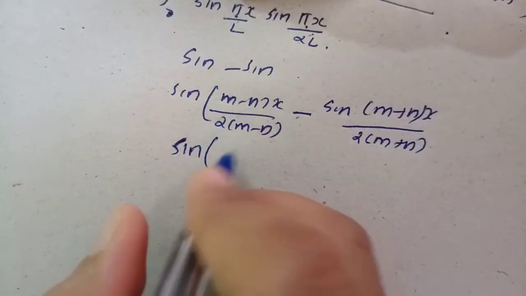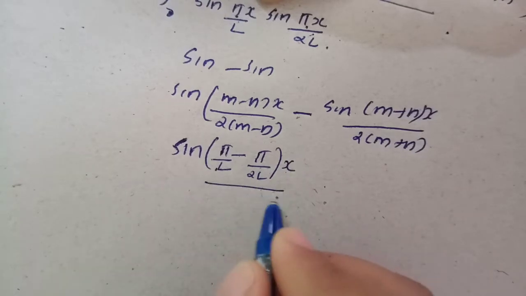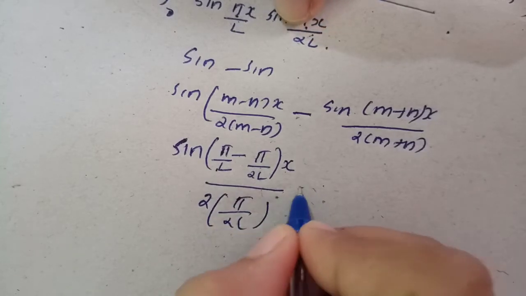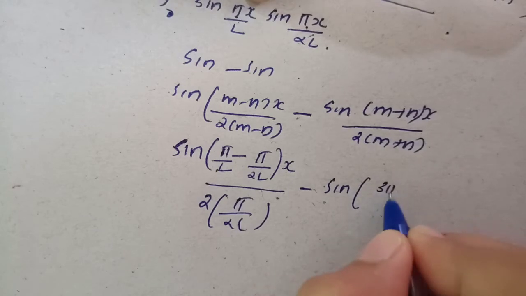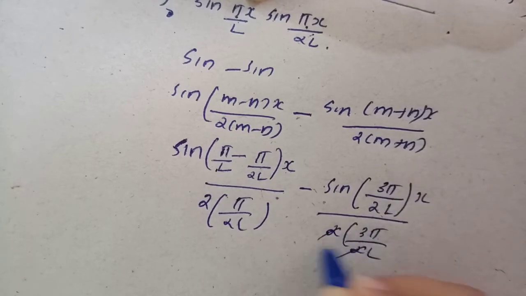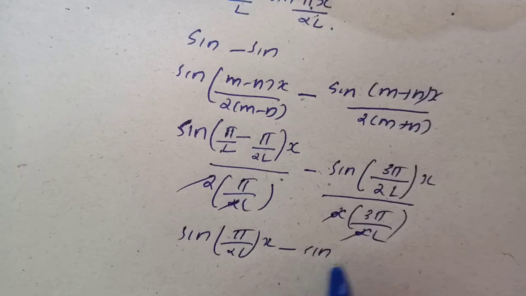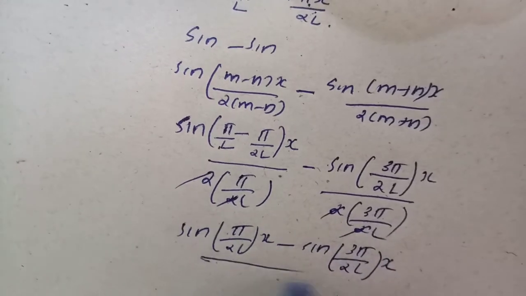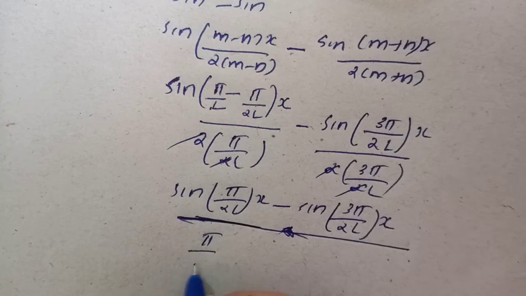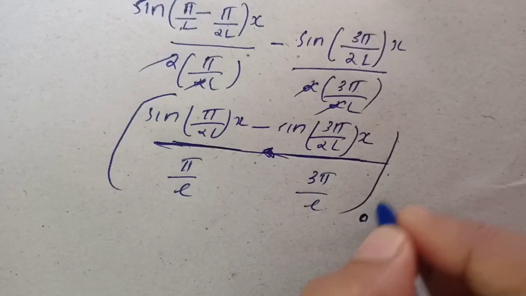So mx is pi x by L. So (pi by L minus pi by 2L) into x divided by 2 into (pi by L minus pi by 2L), this is pi by 2L, minus sin of (pi plus 3 pi by 2L) x divided by 2 into (3 pi by 2L). So you get sin (pi by 2L) x minus sin (3 pi by 2L) x, divided by pi by L here and divided by 3 pi by L here, and after that you have to substitute the limits 0 to L.